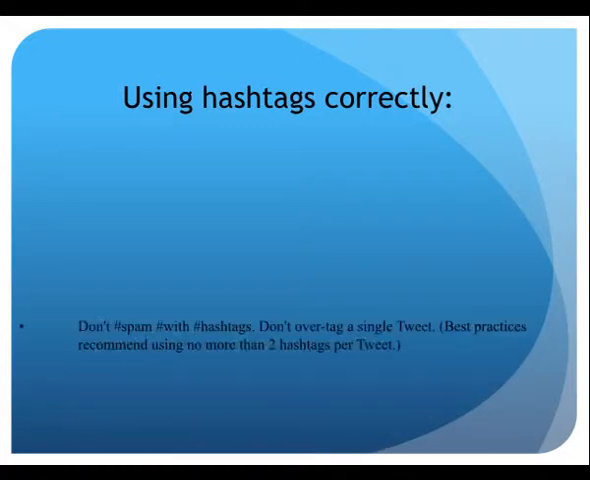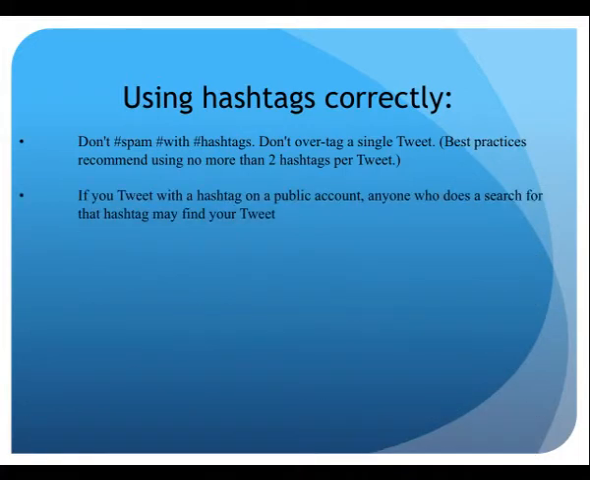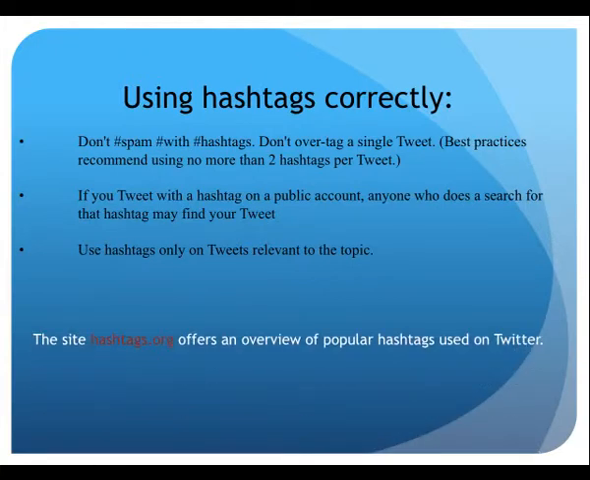To use hashtags correctly, you want to make sure that you don't make any mistakes which will be very upsetting to you and clog your Twitter account. For example, you don't want to ever use hashtag spam, hashtag with, or hashtag hashtags. In addition, don't overtag a single tweet. Twitter recommends using no more than 2 hashtags per tweet. Also, it's important to note that if you tweet with a hashtag on a public account, anyone who does a search for that hashtag may find your tweet. You would only want to use hashtags relevant to a particular topic that you want other people to be able to search. A website for reference is hashtags.org, which offers an overview of popular hashtags used on Twitter.